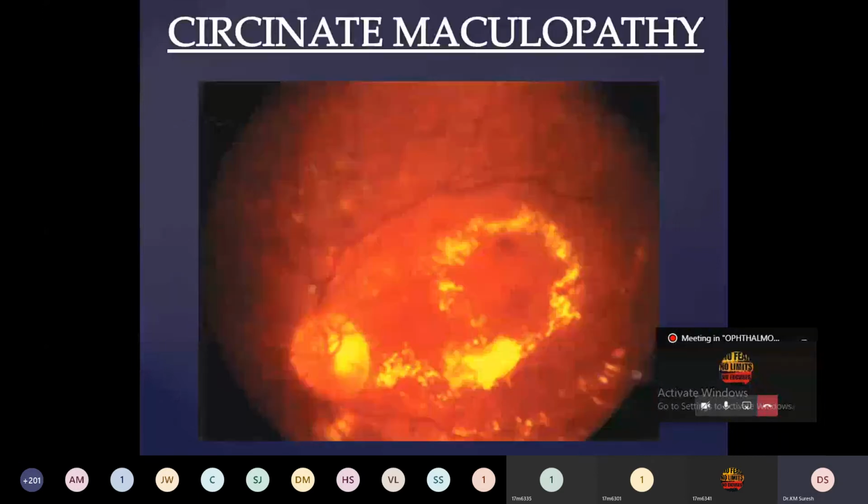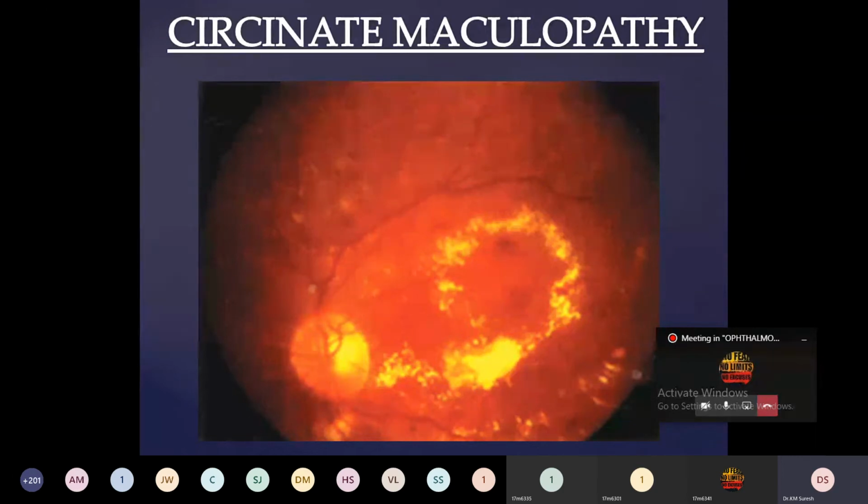This is a case of circinate maculopathy. If this picture is shown to you, you please observe that there is a collection of hard exudates in the form of a circle. These hard exudates are arranged in the form of a circle. This is referred to as circinate maculopathy. Whenever you see this picture, you have to say that this is circinate maculopathy.